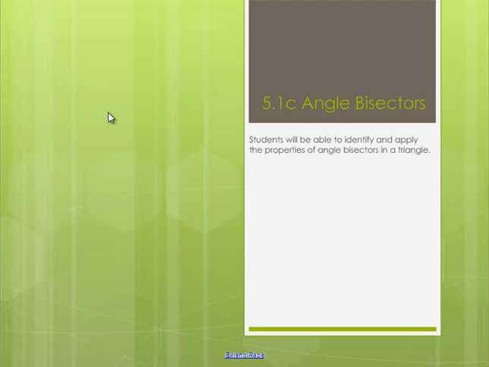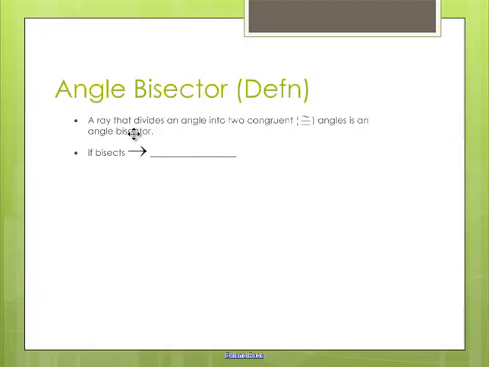So we're finishing up section 5.1 by talking about another line segment called an angle bisector. We've already done it, but we're going to look at it in a triangle now and be able to apply it to the triangle proofs that we've been working on as well. So an angle bisector is a ray that divides an angle into two congruent angles.